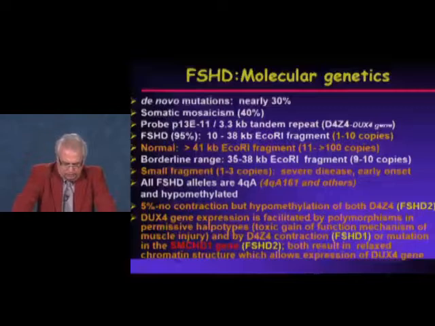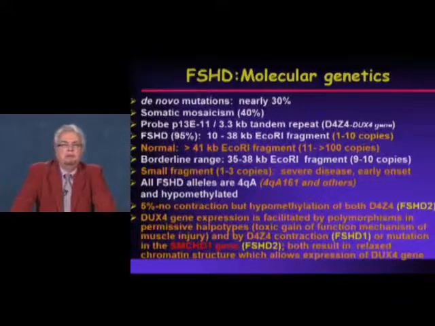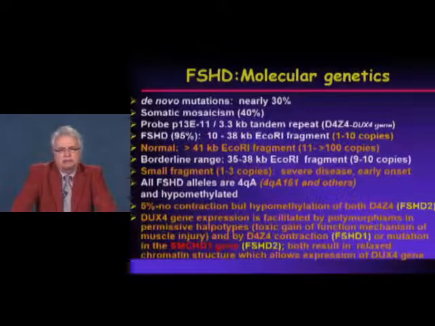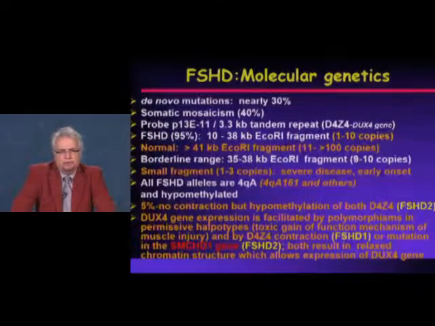So the pathogenesis is quite complex here. It cannot be described very easily within a couple of minutes. But in summary, I have to say that FSH has a high degree of de novo mutations, about 30%. There's also somatic mosaicism, which means that you can have a milder phenotype because of this mosaicism. Some of the tissues have the mutation, some others do not.